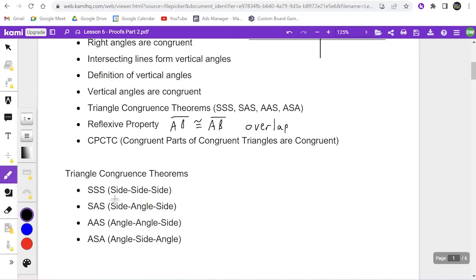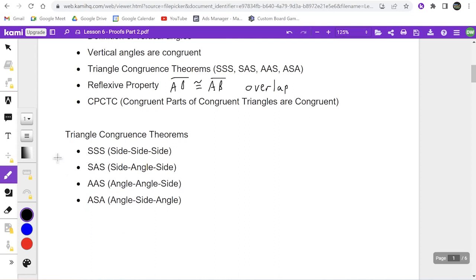And I don't even think I need to go over these, but we got the four right here: side, side, side, side, angle, side, angle, angle, side, and angle, side, angle is how we prove two triangles are congruent. So any questions on the stuff from last week? Yes, go ahead. Isn't angle, side, angle and angle, angle, side the same thing? They're very similar. Let me show you the difference.